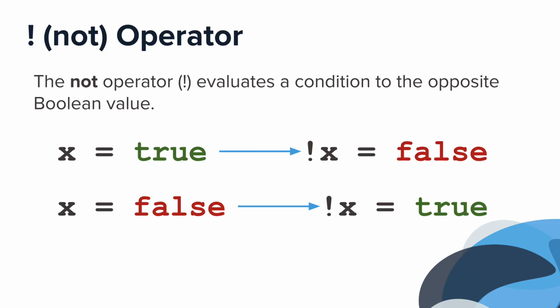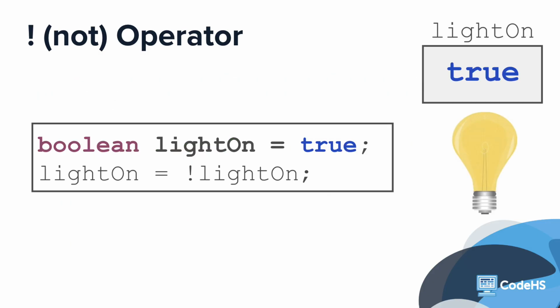The not operator evaluates a condition to the opposite Boolean value. In this example, if x is equal to true, not x is equal to false, and vice versa. If x is false, then not x becomes true. You can use the not operator to change the value of a Boolean expression every time an action is taken.